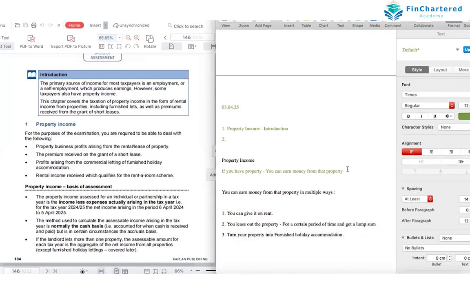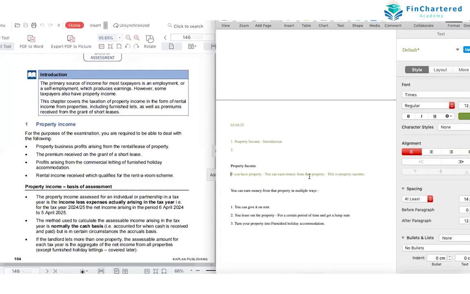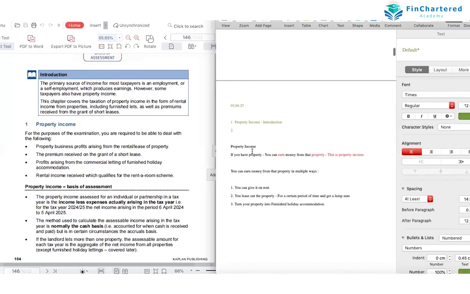You have property, you can earn from that property. This is property income. Why? Because of two important words: you can earn from that property. So you are getting an income from that property. You earn from the property, which means it is property income. And you can earn it in these multiple ways. I hope this part is clear and comfortable to everybody.